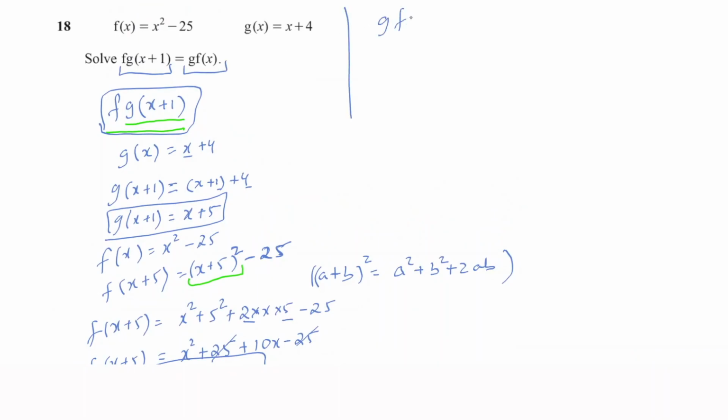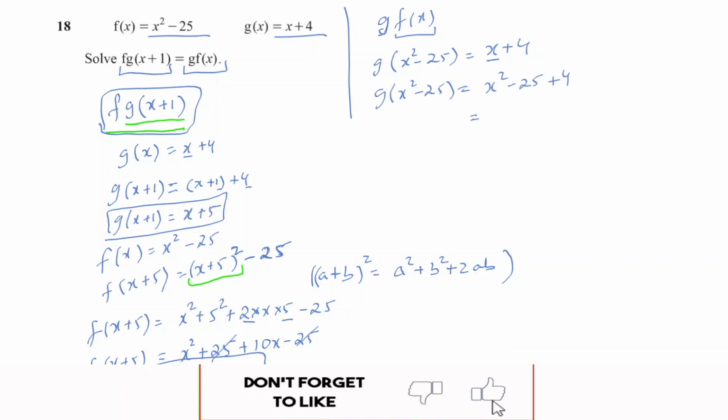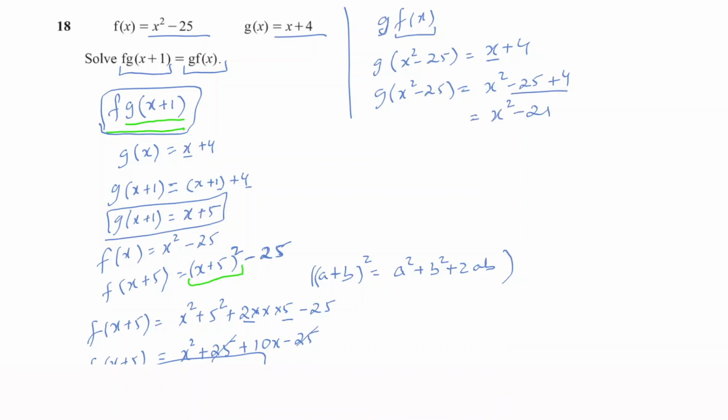Now let's solve g of f of x. f of x is equal to x square minus 25, and g of x is equal to x plus 4. In this x I have to put this one, so I have to write x square minus 25 plus 4. Now this becomes x square, and minus 25 plus 4 gives you minus 21. Okay, so g of f of x becomes x square minus 21.